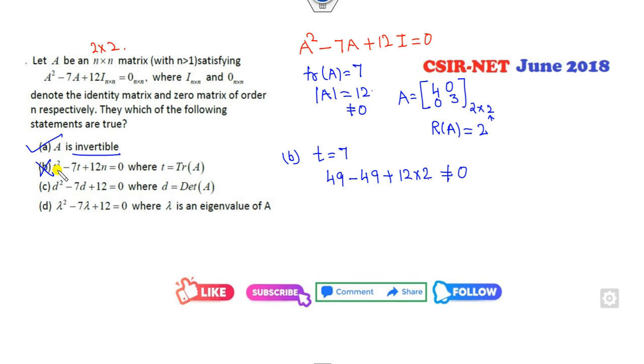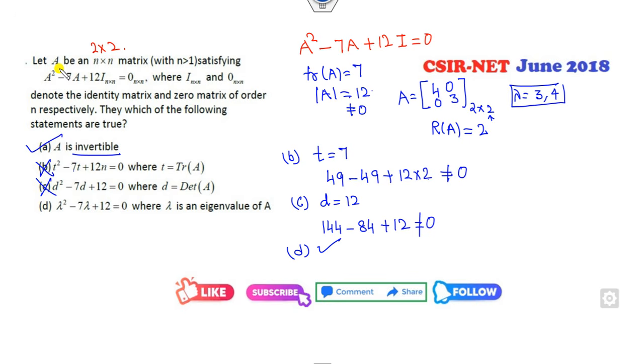So this option is cancelled. D is the determinant of A, that is D is 12. So if I substitute this number, 144, 12 into 7 is 84, plus 12 is equal to 0, which is again not possible. Lambda is the eigenvalue of A, so you can see the eigenvalues are 3 and 4, and clearly it satisfies this equation. Otherwise this is the characteristic equation, and you can clearly say the eigenvalue equations are satisfied. So A and D are the correct answers of this problem.